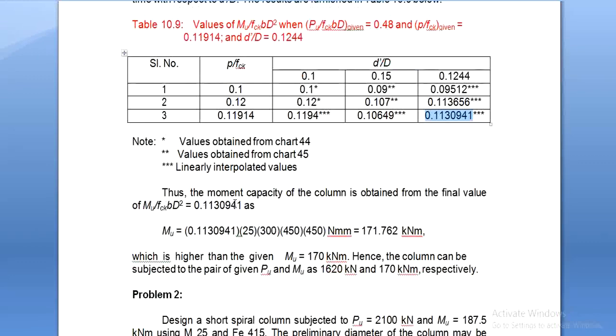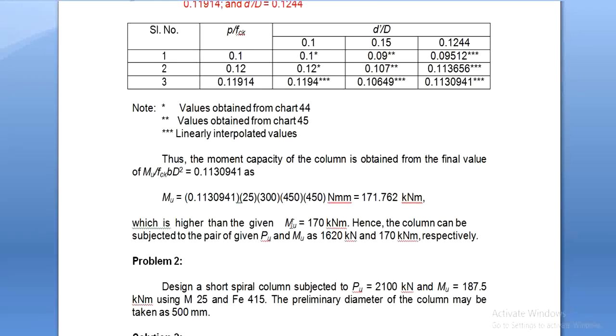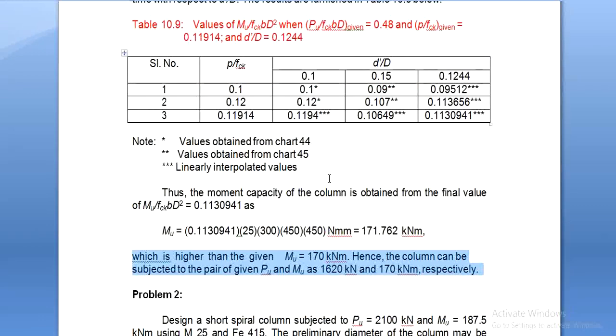After obtaining this, I am just going to substitute all the values and find out the Mu. So Mu obtained is 171.762 kilonewton meter. The given value is 170. So the obtained value is higher, meaning the Mu carrying capacity is 171 and we are applying 170. That is why it is safe. So I can say this is a safe section.